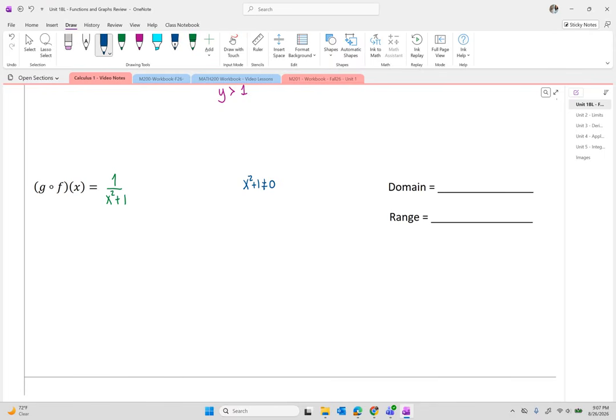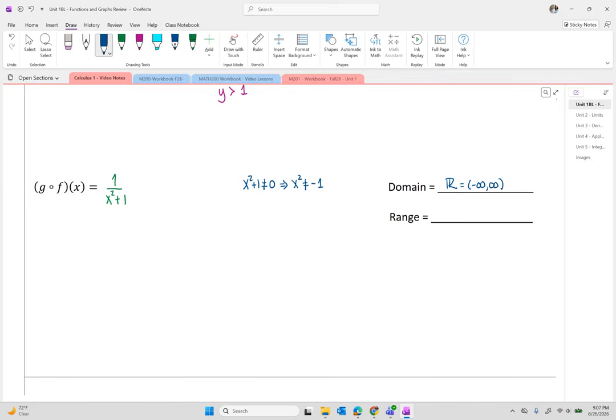x squared plus 1 equal to 0 means that x squared should equal negative 1. But if we are talking about real numbers, the square of a real number cannot be a negative quantity. Therefore, the domain is all real numbers. In interval notation, negative infinity to positive infinity, open.